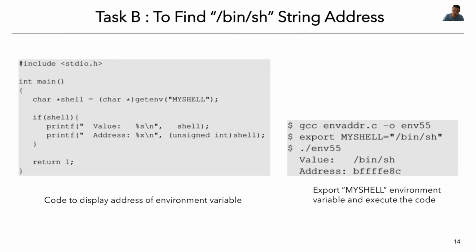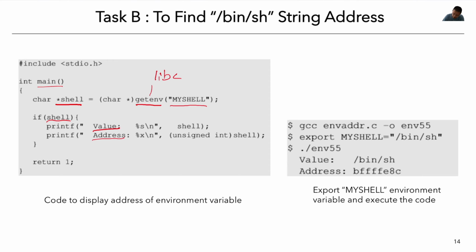Here we show a program to test this. We have a main function. We get a shell. The getenv is a libc function to get the address of our environment variable. So if the shell is not nil, we can print its value and its address.